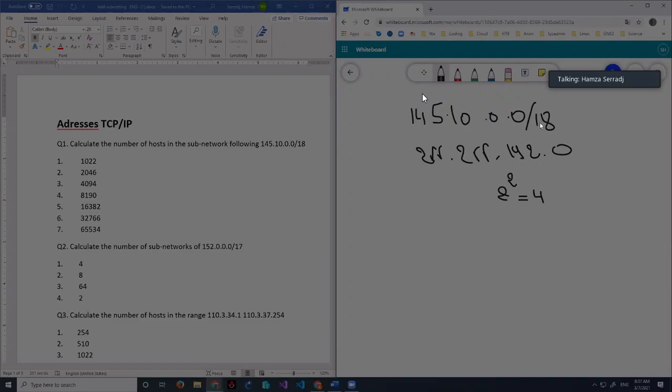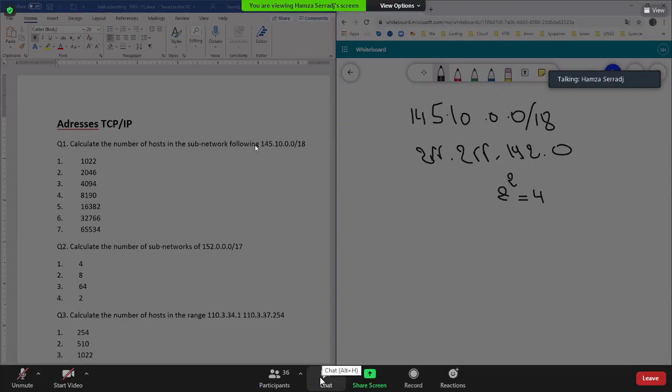Now, if I want to know how many hosts I have in here, how many hosts I have in here, what can be the formula? How many hosts?